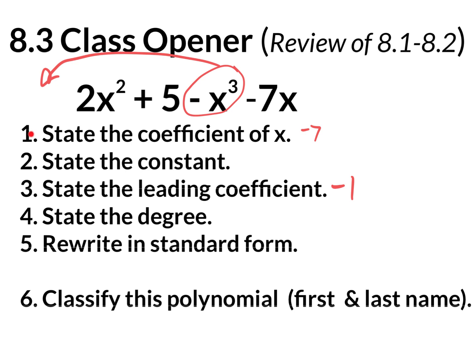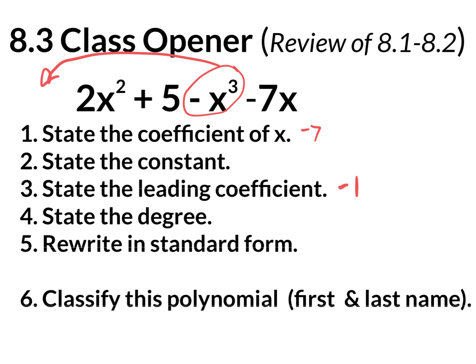So I skipped from number 1 to number 3 because they both had the word coefficient. Coefficient is simply the number in front of your variable. The coefficient of x is -7. That's the number in front of x. The leading coefficient is, if this whole thing were in order from highest exponent down to smallest, then your coefficient will be the -1, because that would be out here in the front.